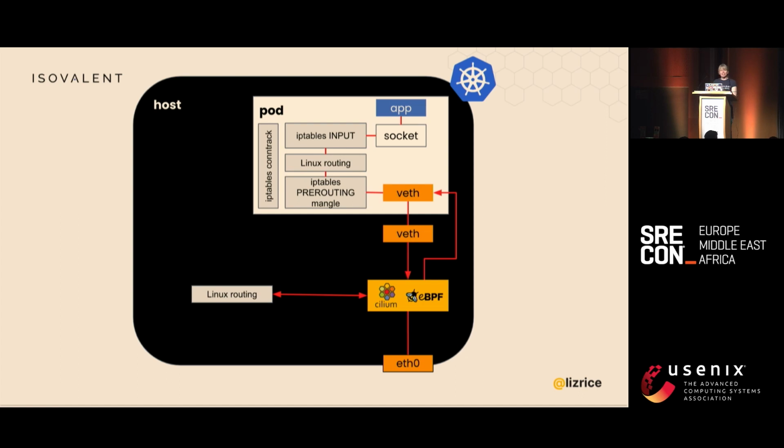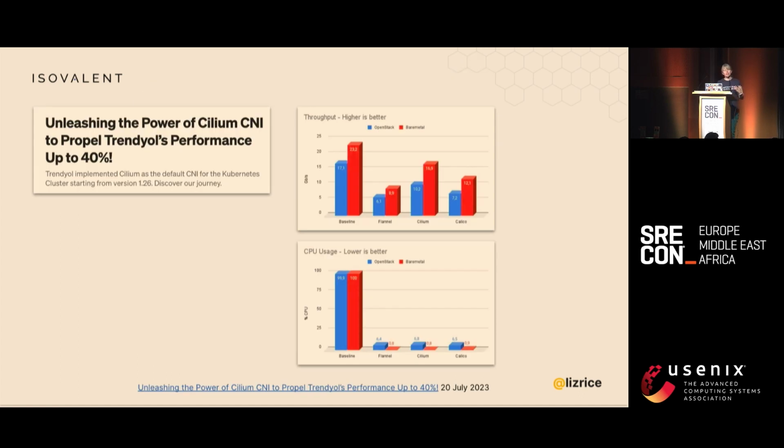You don't really need to know all the ins and outs of how that works, but what's more important is that you do get a significant performance improvement by avoiding this duplication of networking stack. So this is a post that Trendyol did earlier this year, showing performance improvements of up to 40% in their networking, and that's really using the power of eBPF.